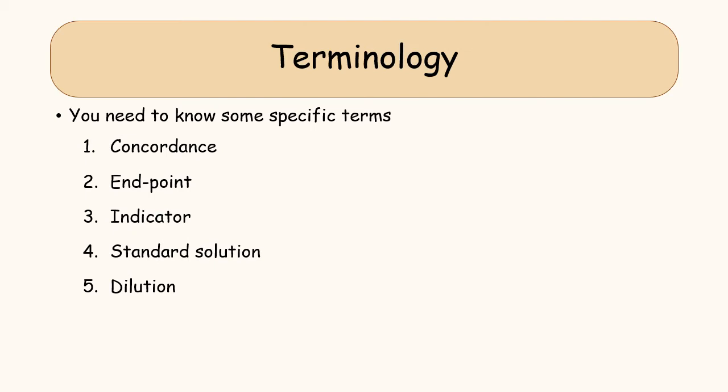So there's some terminology that we need to know, and this video will actually go through all 5 of these. So this is just going to be terminology. We have concordance, endpoint and indicator, which are very quick, easy things to go over. A lot of those are just going to be revision from Nat 5. And then standard solution and dilution, we're going to go beyond what you know from Higher and explain in a bit more detail and involve some calculations when it comes to dilution.